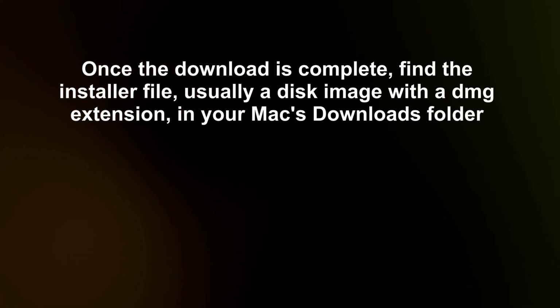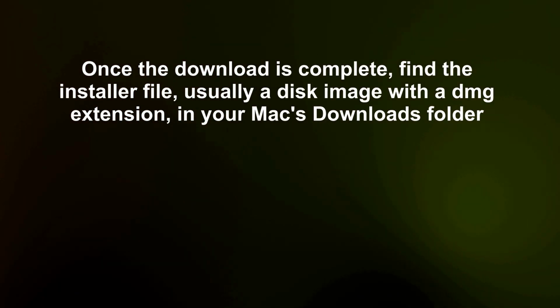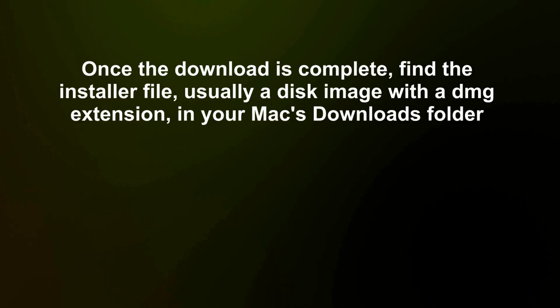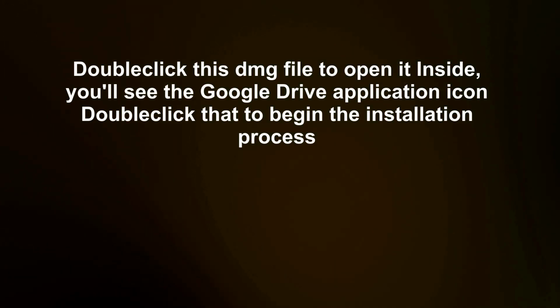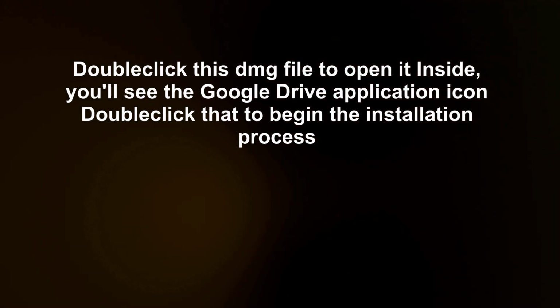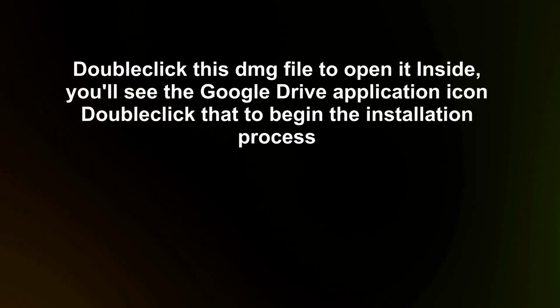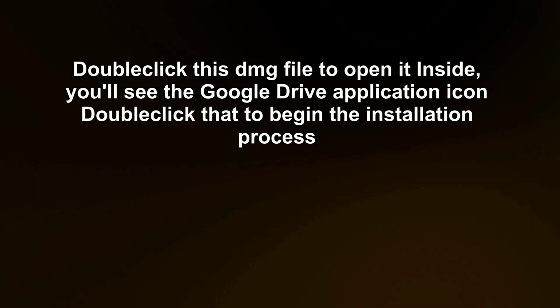Once the download is complete, find the installer file, usually a disk image with a DMG extension, in your Mac's Downloads folder. Double-click this DMG file to open it. Inside, you'll see the Google Drive application icon. Double-click that to begin the installation process.